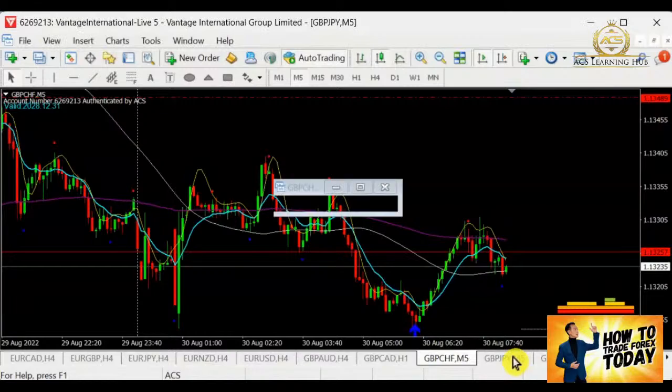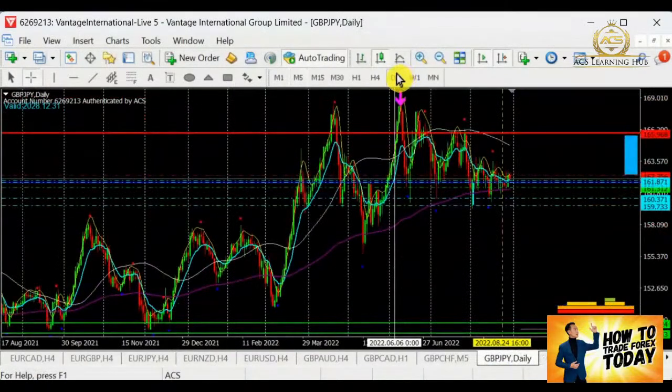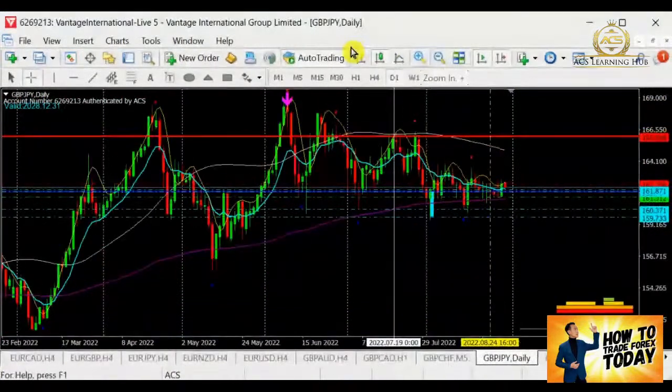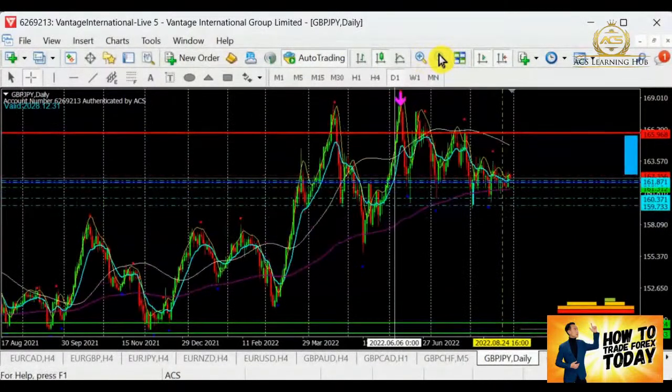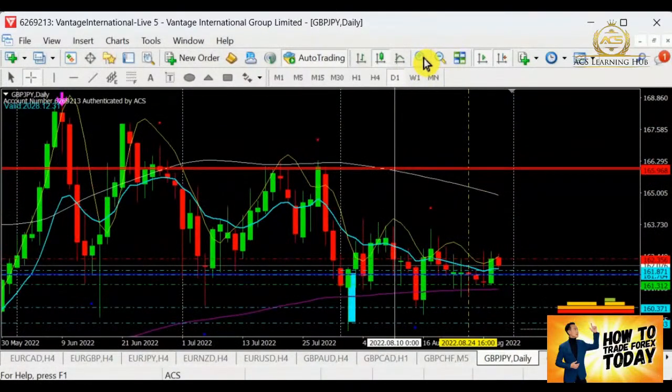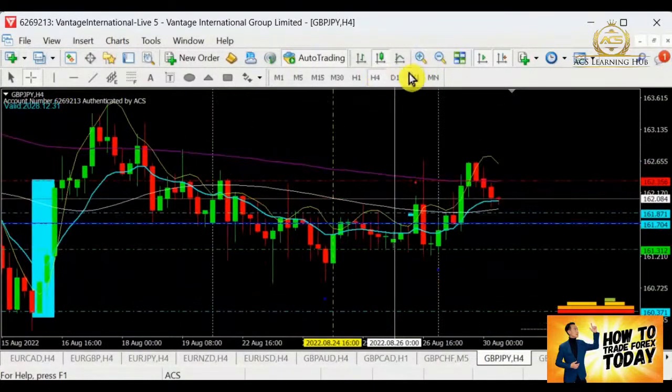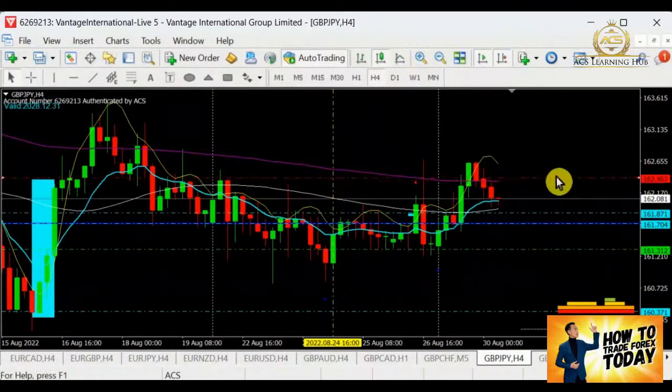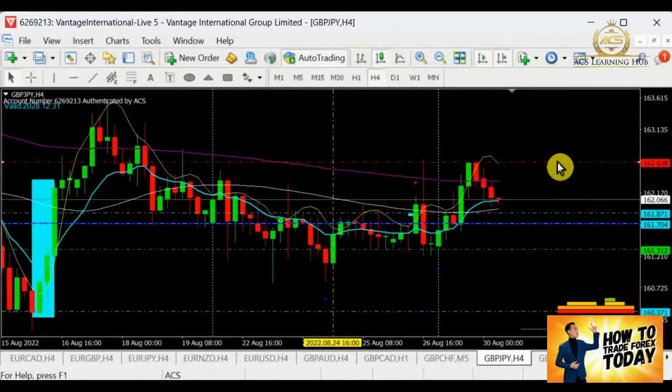How about Pound Yen? Let's take a look at Pound Yen. We are looking into this level, whereby it seems like it's going to start selling as well. Let's look at H4 over here. Let me look out for my resistance, my resistance over here.